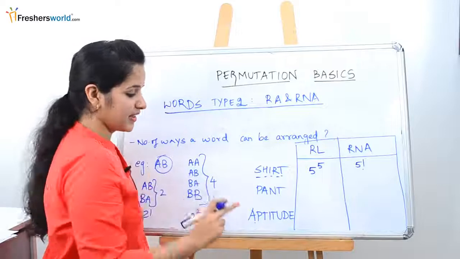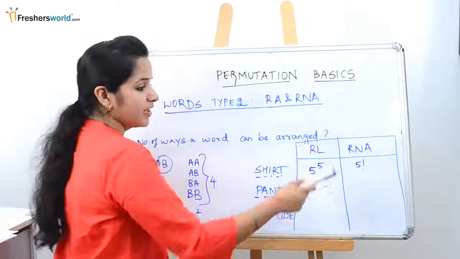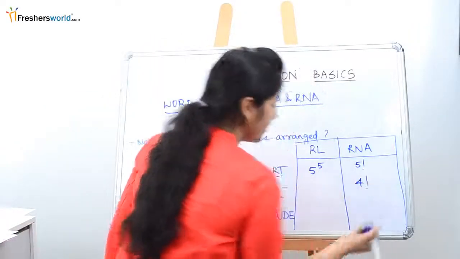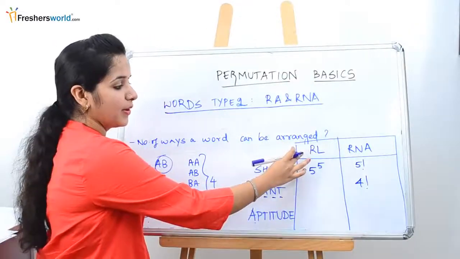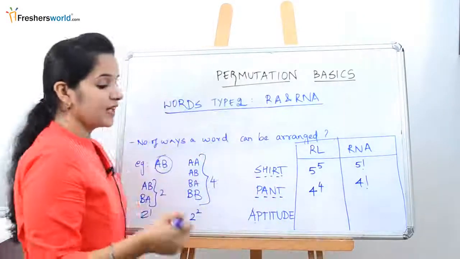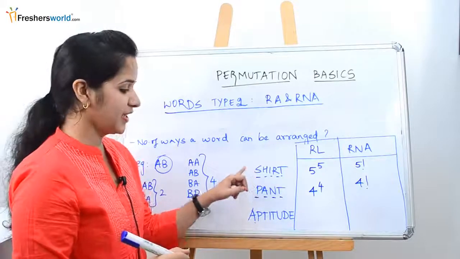Let's take another example, the word pant. Pant has 4 letters. In case of repetition not allowed, we can easily write it as 4 factorial ways it can be arranged. In case of repetition allowed, we will do it as 4 power 4. Now we don't have repeated letters in the case of shirt and pant.